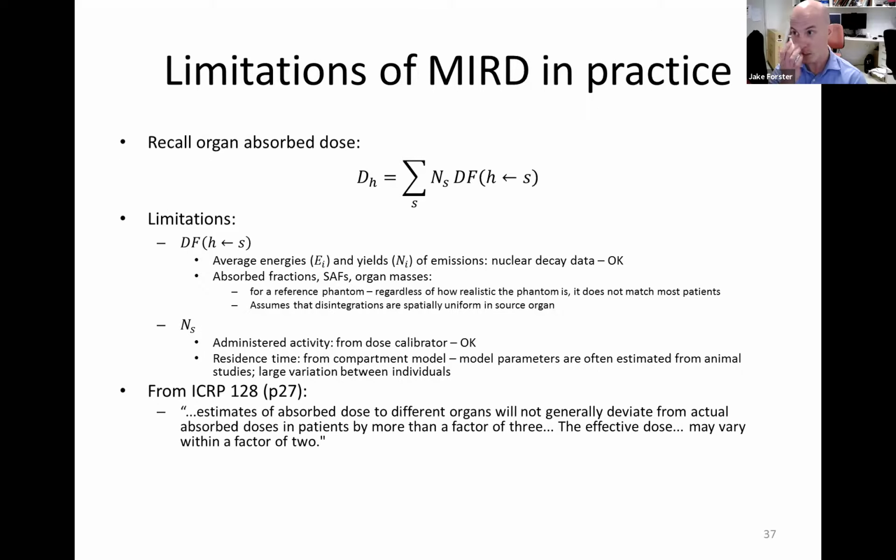So now let's talk about some limitations of MIRD. I've put up the equation for the MIRD formalism again for your reference. Let's look at the 2 separate components, the biokinetics components and the dose factor components. We'll look at those separately. So the dose factor is the absorbed dose in target organ H per disintegration in source organ S. Let's look at some of the quantities in that.